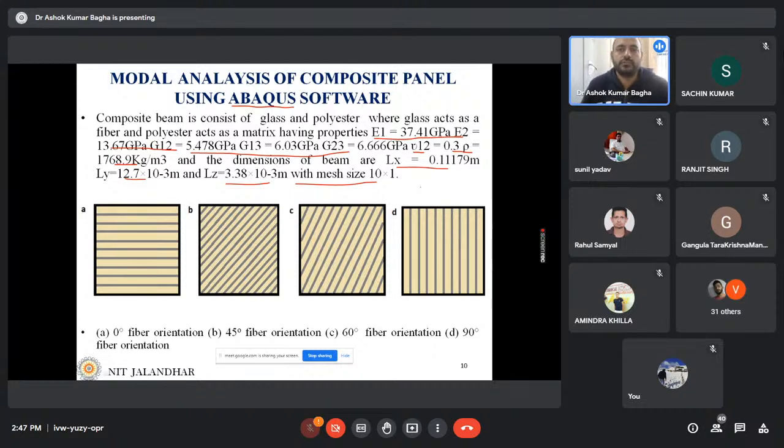So these are the inputs that are required when you are using any software. It means that you are inputting the dimensions, the boundary conditions, and the material properties of the structure when you model anything.